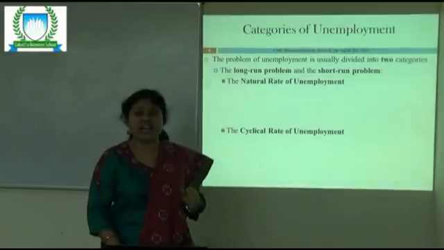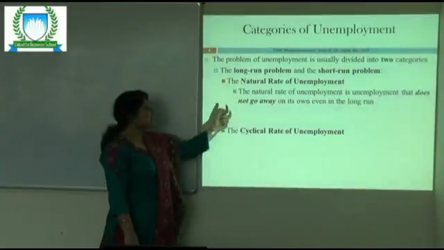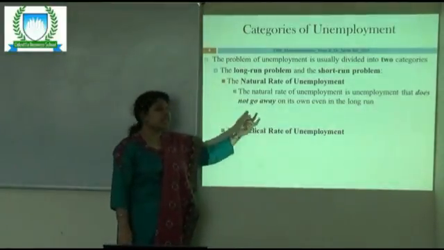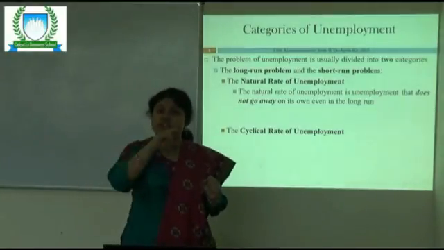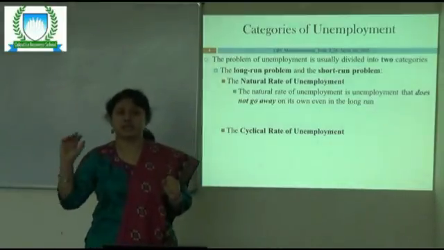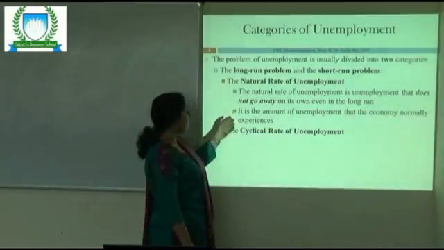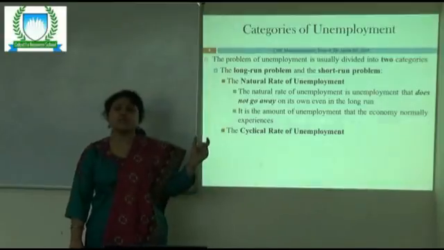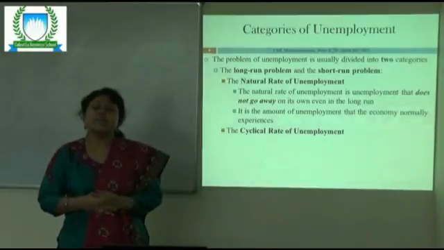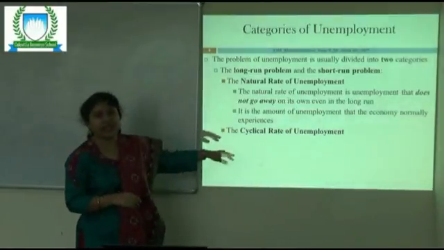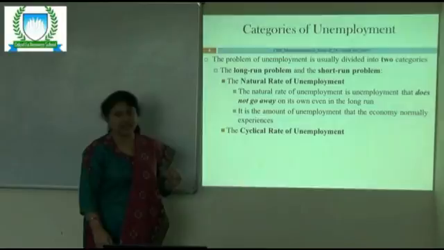Now what do we mean by the natural rate of unemployment? The natural rate of unemployment is unemployment that does not go away on its own even in the long run. So some amount of unemployment remains throughout a long period of time, and it is the amount of unemployment that the economy normally experiences. Now this word normal or natural doesn't mean that it is desirable. It means that it is not going away, and that's why it remains normally, and that's why the word natural has come over here.